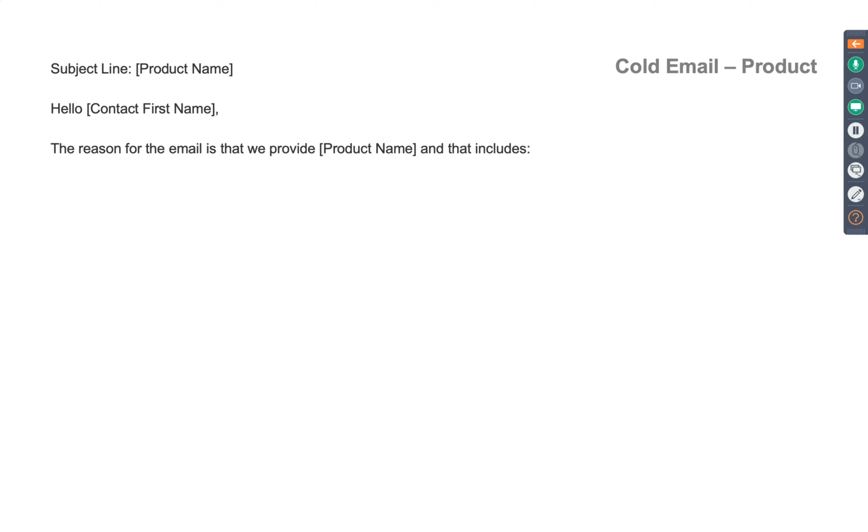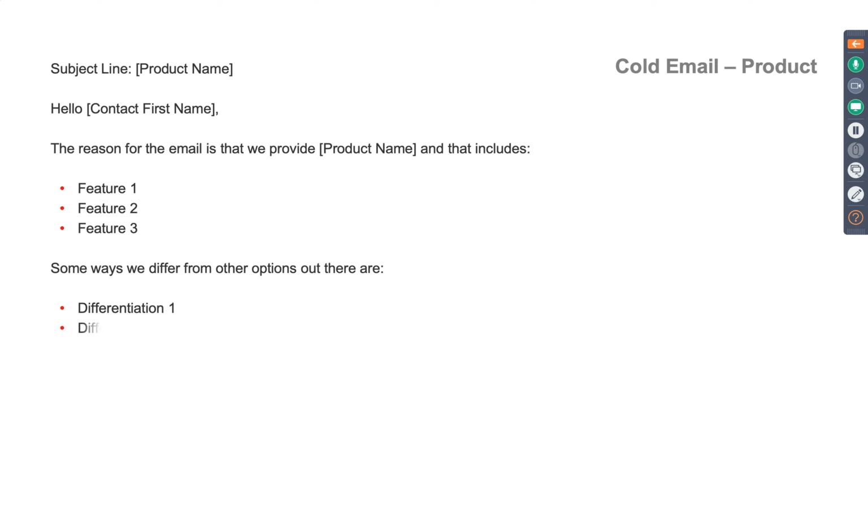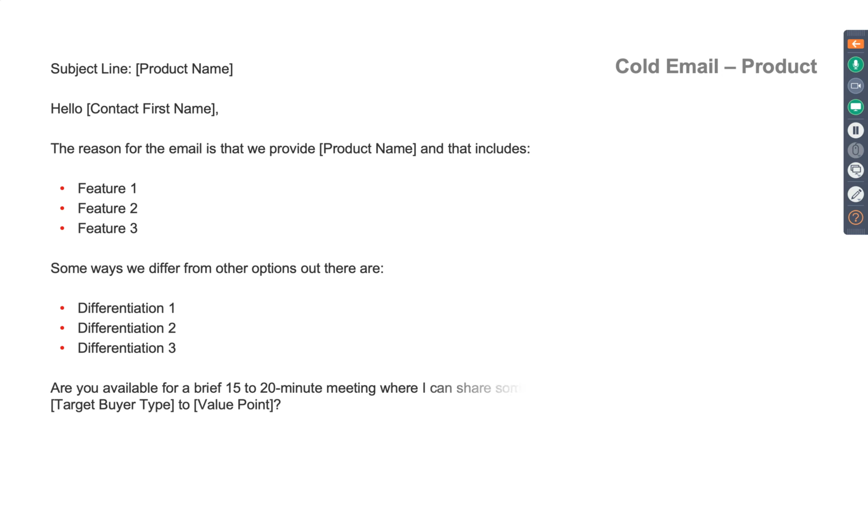The reason for the email is we provide product, and that includes feature 1, feature 2, feature 3. Some ways we differ from other options out there are differentiation 1, 2, 3. Are you interested in a 15-20 minute meeting? Best regards. So we're getting into some product details here, but at least we waited before we hit them with that. And then we are focusing on more sophisticated product details by getting to the differentiation.